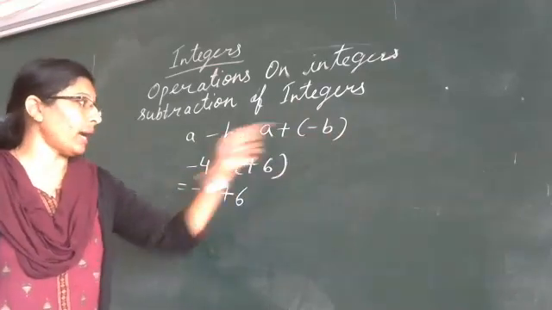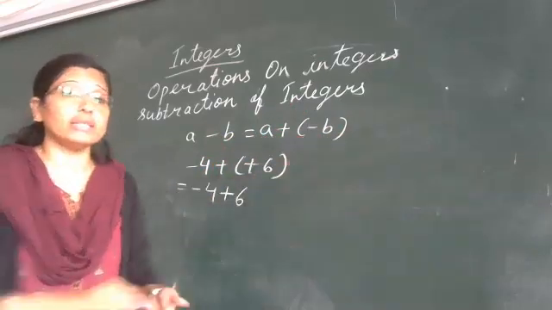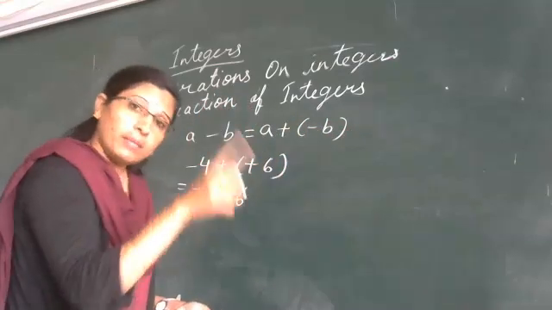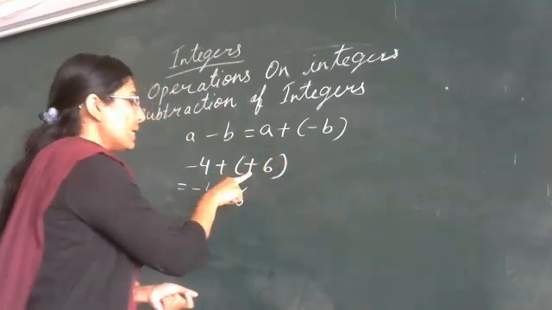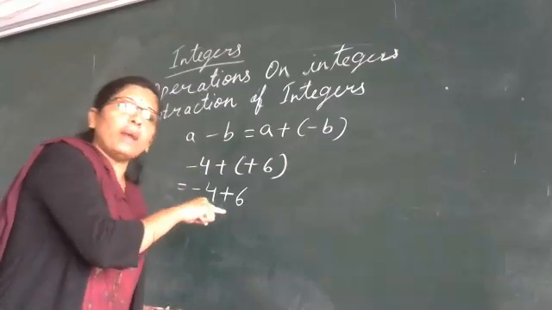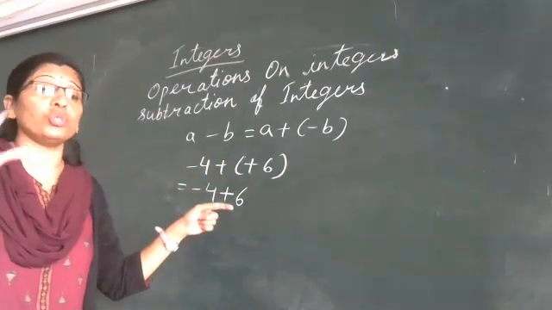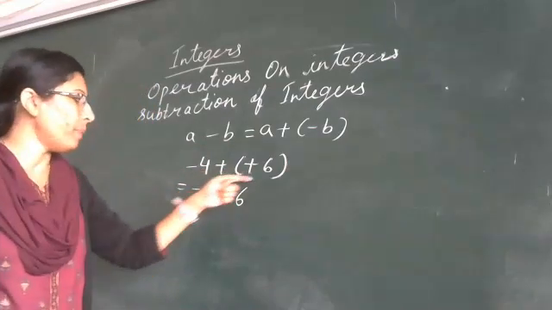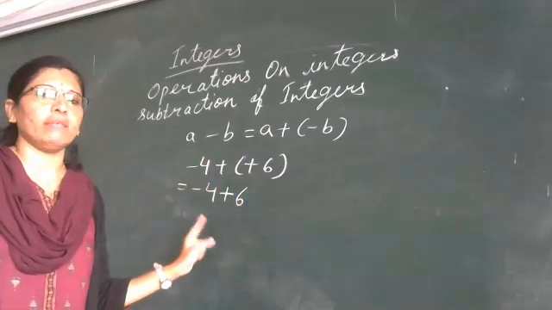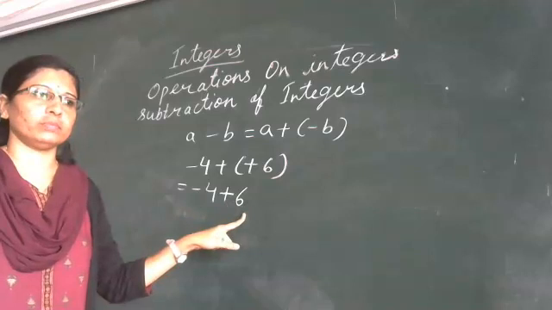Only you remove the bracket. When you remove the bracket, you should see properly. Plus, minus, you have to follow the same rule: plus, minus, minus; minus, plus, minus. When both are plus, plus only you will get. And when both are minus, also plus only you will get. So using this you have to change the sign. Now here both are plus, so a plus sign came. After removing the bracket, the same method applies. What will the answer be? Minus 4 plus 6. Minus 10.